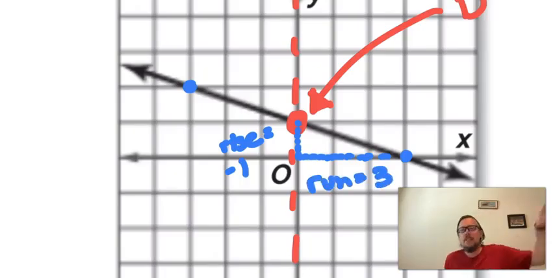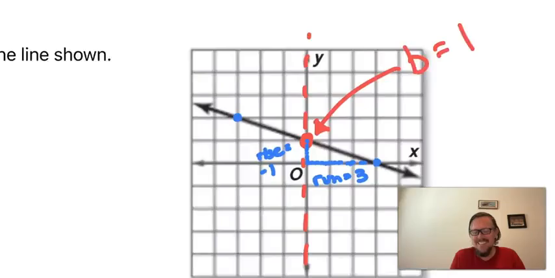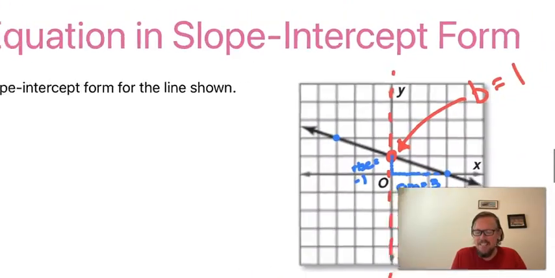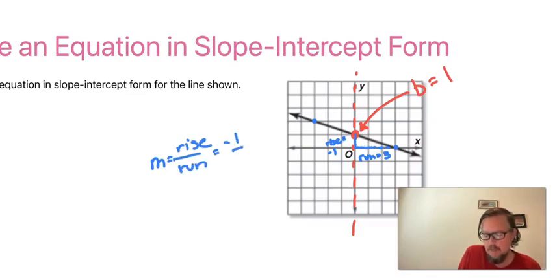It's important to get the rise correct. The line is going down, so we're going to have a negative slope. So a rise of -1, and a run of 3. Okay, so that means our m, which is rise over run, is going to be -1/3.